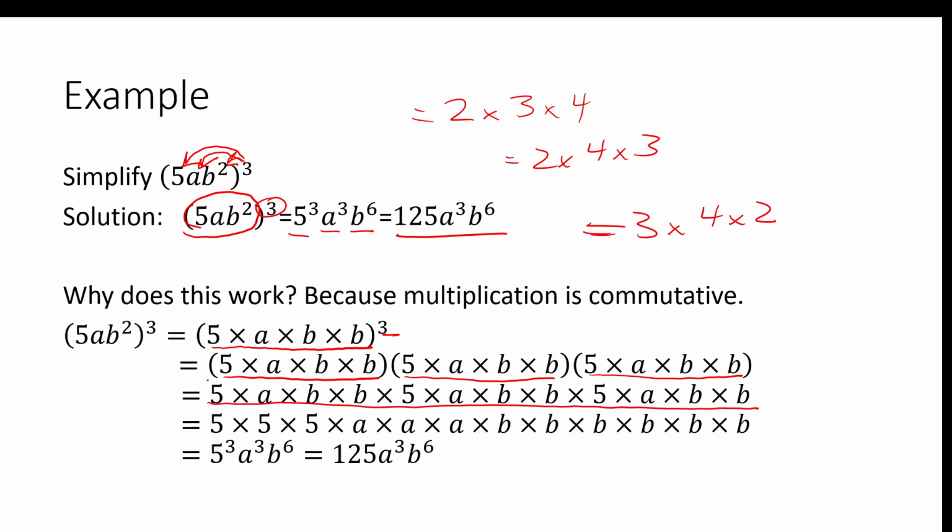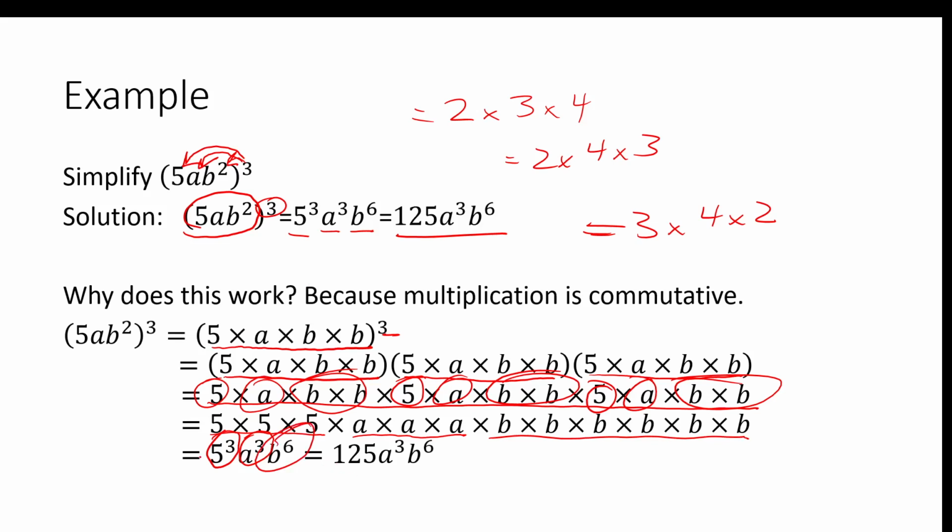Since it doesn't matter what order we multiply them in, I'll say 5 times 5 times 5, which is right there. Now notice that's the same as 5 to the 3. And then I'll just say a times a times a, which is shown right here, which is the same as a to the 3, which is what I had a minute ago. And then I've got b times b times b times b times b times b, which is b to the 6, which is what I said earlier.